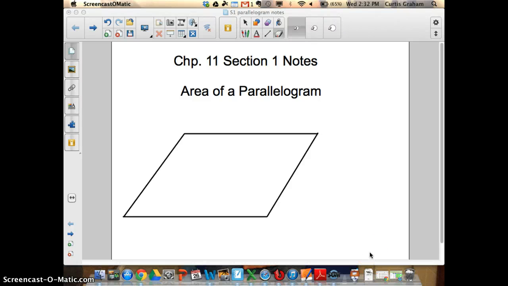All right, hello, welcome. We are going to learn about the area of a parallelogram. So the formula for the area of a parallelogram is going to be your height times your base. Think about a square, you just kind of shift it over to the side.